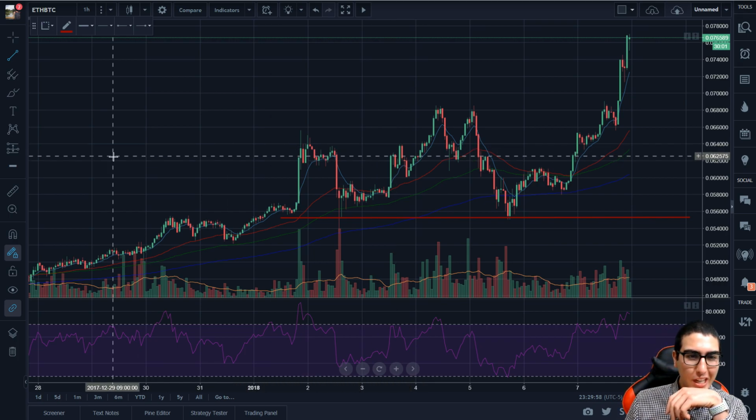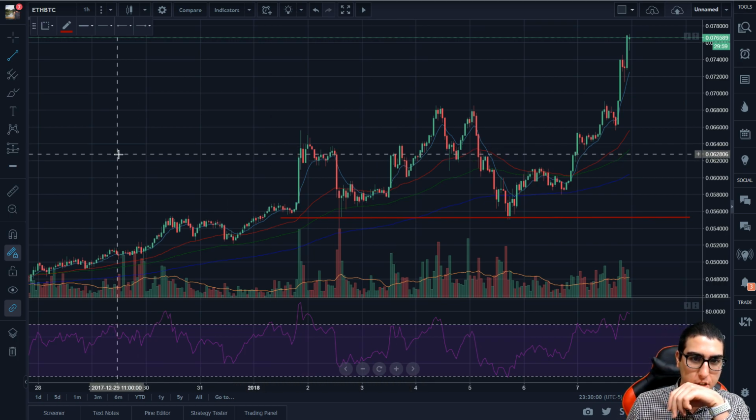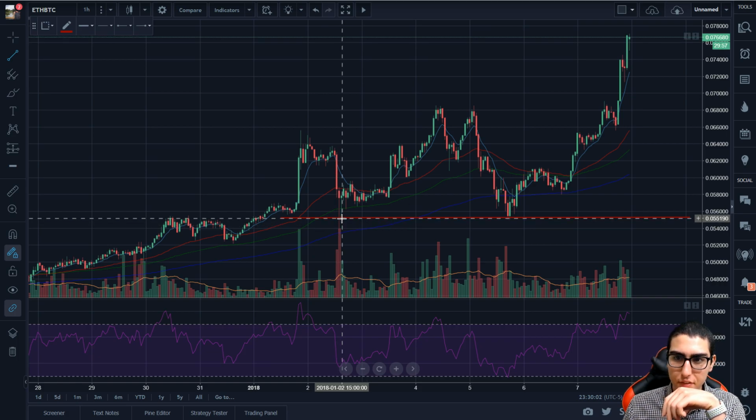So looking at Ethereum, we do have these support levels built right at 55,190 Satoshis.